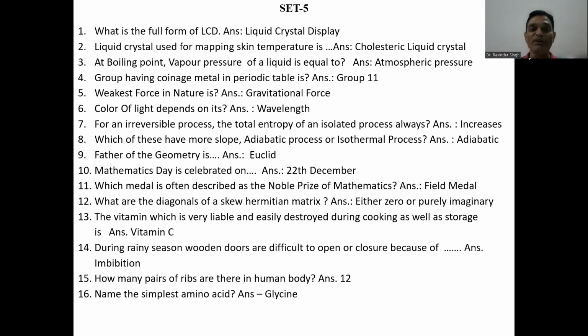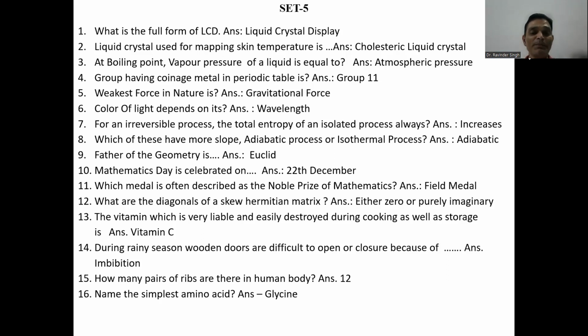Which medal is often described as the Nobel Prize for mathematics? Answer is Fields Medal. What are the diagonals of a skew Hermitian matrix? Answer either 0 or purely imaginary. The vitamin which is very labile and easily destroyed during cooking as well as storage? Answer is vitamin C. During rainy season, wooden doors are difficult to open or close because of, answer is imbibition.